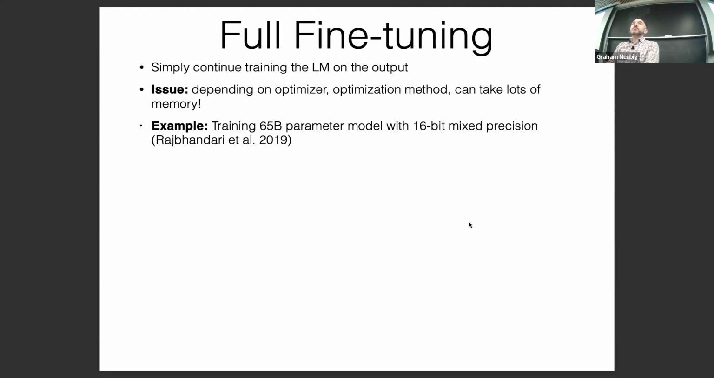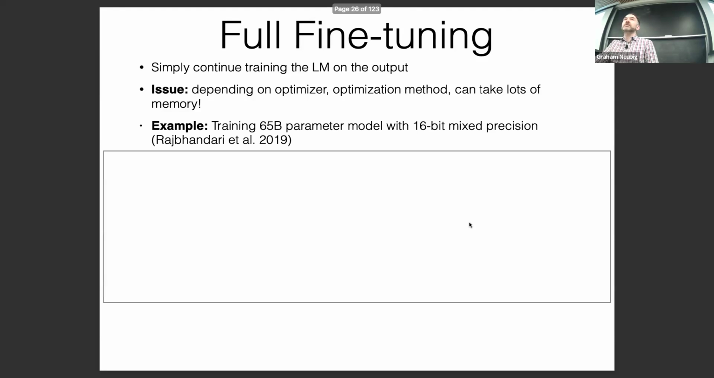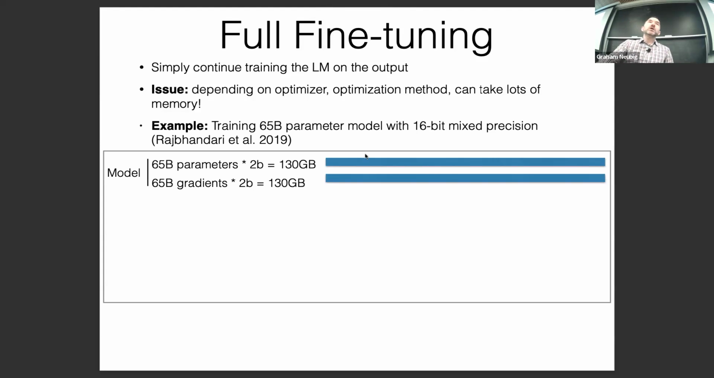And just to give an example, training a 65 billion parameter model, which is the largest version of Llama 1, with 16-bit mixed precision actually takes much more memory than you would expect if you haven't done this before. So if you look at the amount of memory required for holding the model in the first place, if we have 65 billion parameters times 2, that would be 130 gigabytes of memory already. So that's already a lot of memory, right?